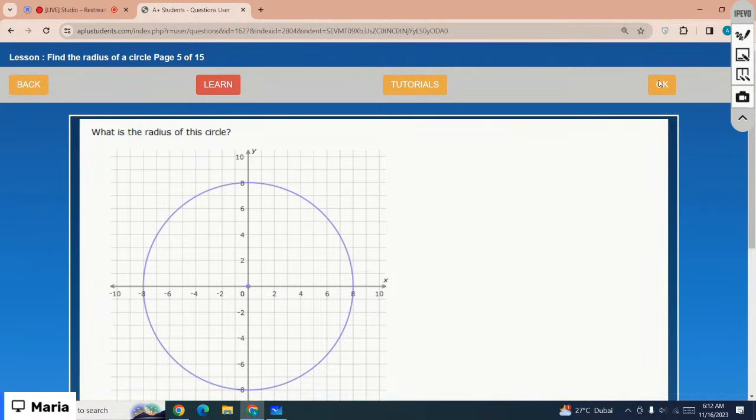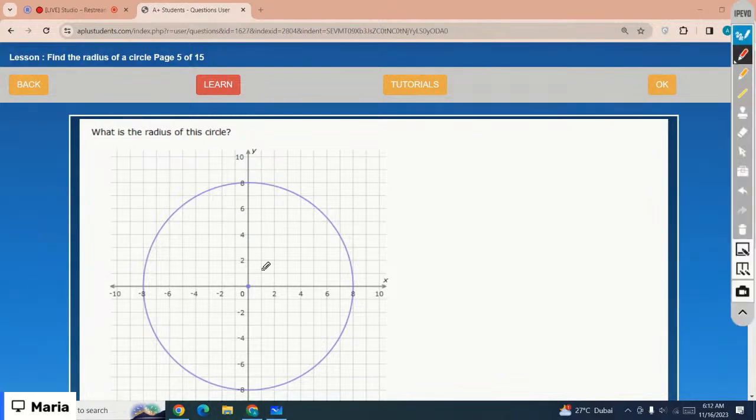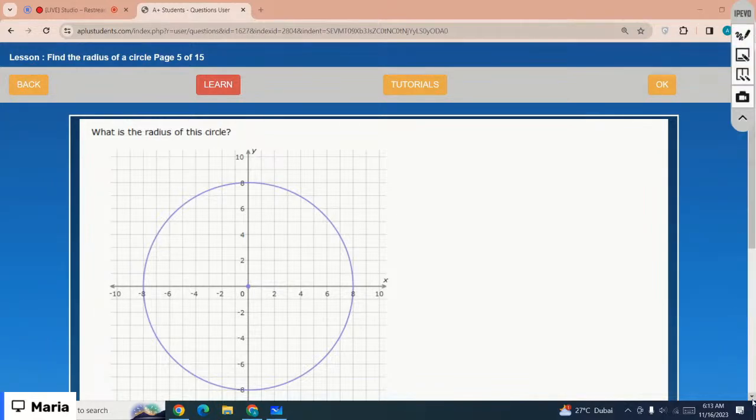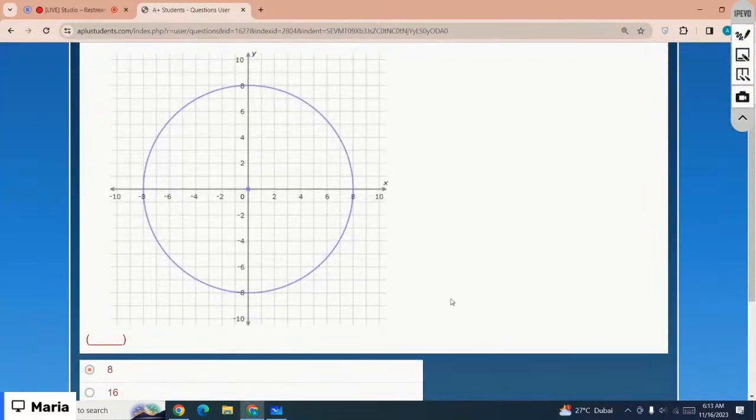Okay, the next one is, what is the radius of this circle? So which is the correct option? When you are on the coordinate plane, calculating the radius is very easy. You just have to look at the origin. So here is the origin. Origin is at 0, 0. So you can calculate the distance from here to this point. This point is at 8 and 0. So that means the distance from this point to this point is 8. So the radius of the circle is 8. Got it? 8 it is.